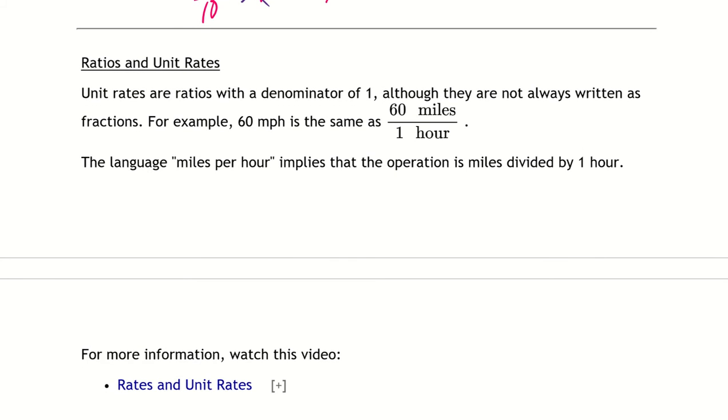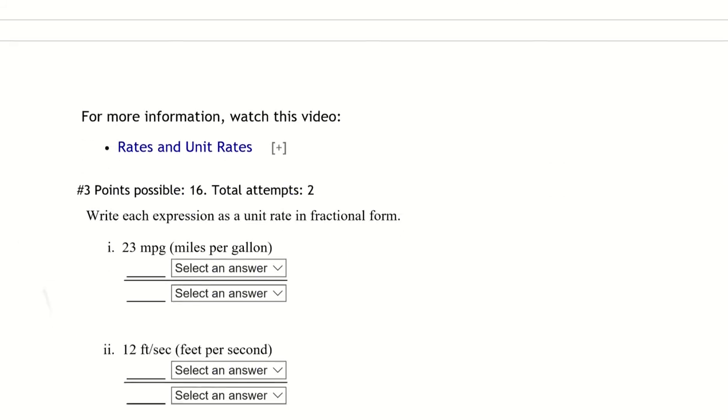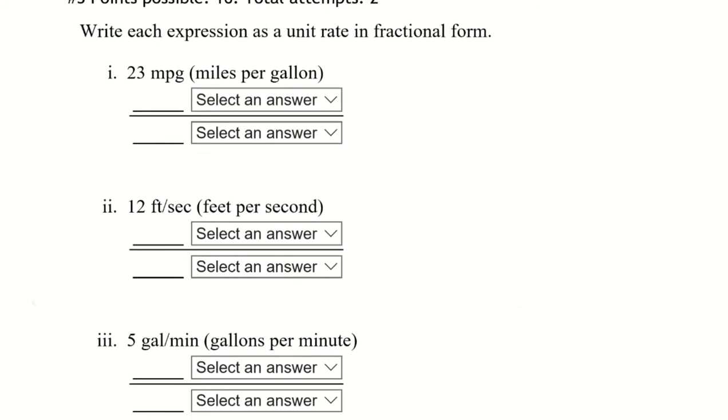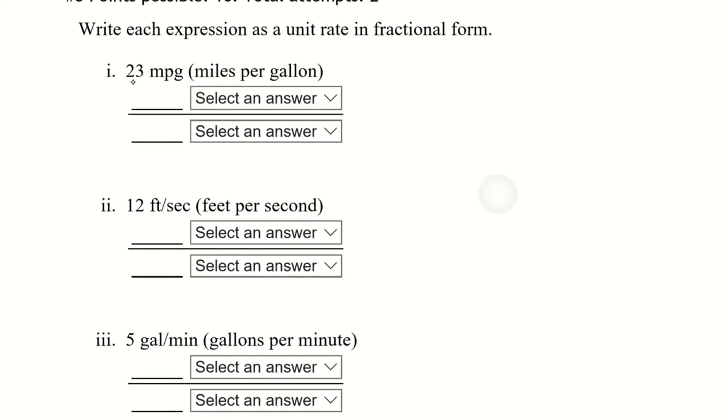We've dealt with rates and unit rates. We do it all the time. So miles per hour, that is a rate. We're dealing with 2 units, miles and hours. If I needed to write this in fractional form, I would say 23 miles per 1 gallon. So for each of these, you're just separating it so that it's a fraction.